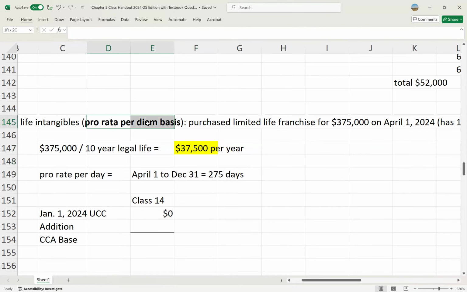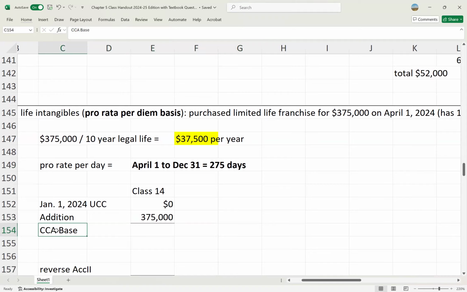The other thing that class 14 does is it has this rule that the CCA has to be deducted on a pro rata per diem basis. What that means is just you have to sort of prorate it per day. So because this is the first year that we bought the franchise, we have to prorate it based on the days that we were using the franchise, which is April 1st to December 31st, which is 275 days. So what that means is that we will add the 375,000 to this class 14.